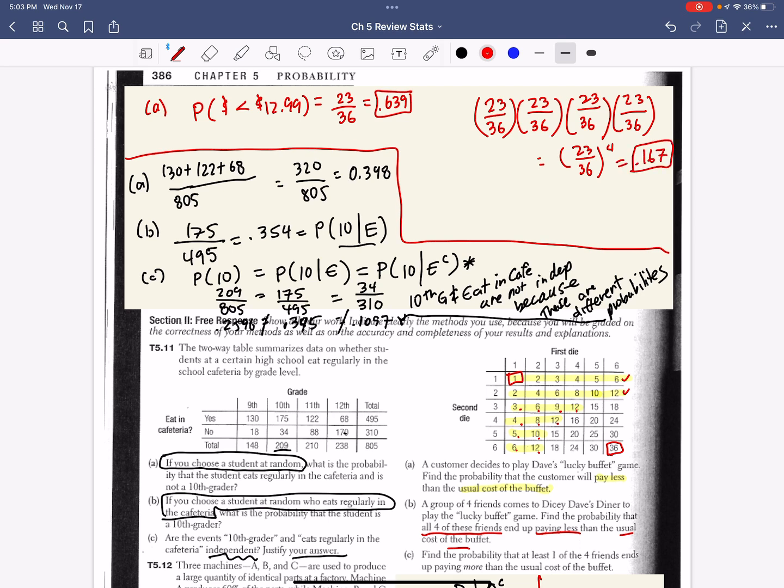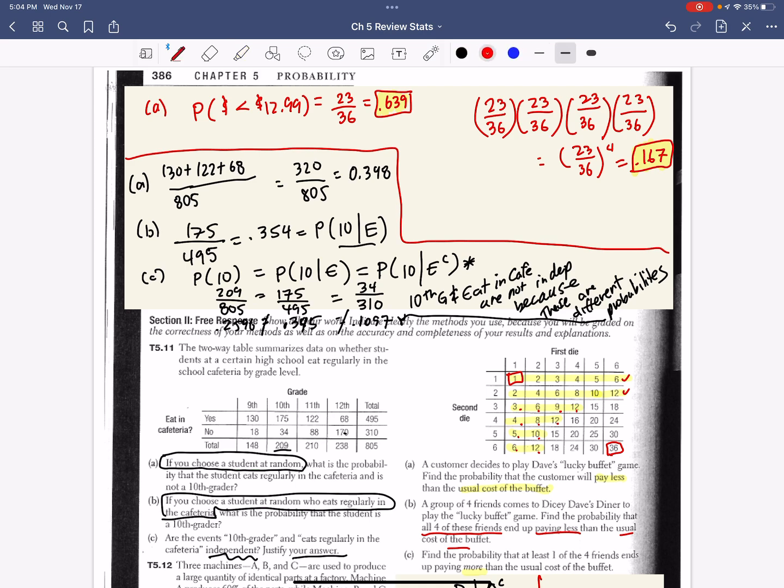What does this tell us? Well, even though we are likely to pay less, we're not likely that everyone in the group pays less, because that's a pretty low probability. So someone's going to have to pay more. And is that going to be cool? How's that person going to feel? Right? All right, next question says, find the probability that at least one friend ends up paying more.